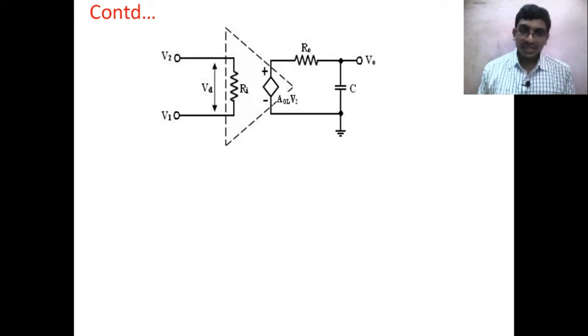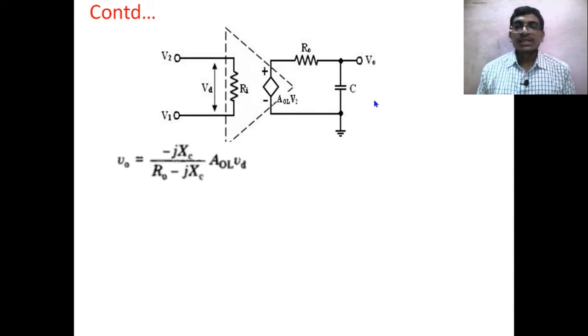In order to do the derivation, we are going to take the same AC equivalent circuit of our operational amplifier. Let us see the output voltage V0. The output voltage V0 is the voltage across the capacitor C. In this loop, there is only one voltage source present, which is AOL into VD. By using the voltage division rule, V0 is the applied voltage AOL VD into the voltage across the capacitor, that is the reactance of the capacitor divided by the reactance of the capacitor plus the resistance R0. So V0 is equal to AOL VD into minus jXC divided by R0 minus jXC. This is the equation for the output voltage in this loop.